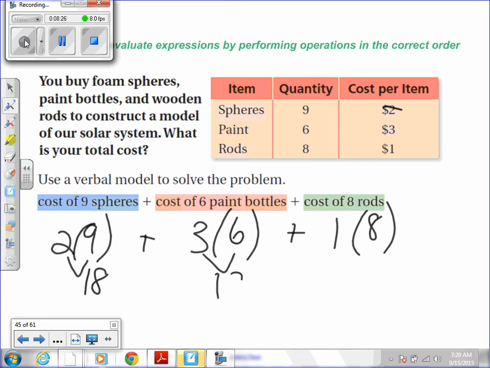$18 for the spheres. 3 times this. Also $18 for the paint. 1 times 8. $8 for the rods. So we add them all up. 18 plus 18, 36. Plus 8 more, 44.